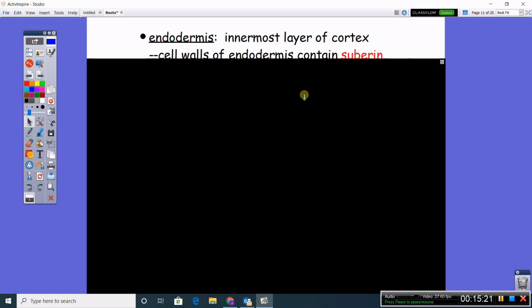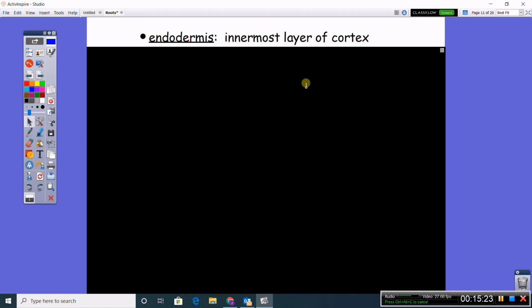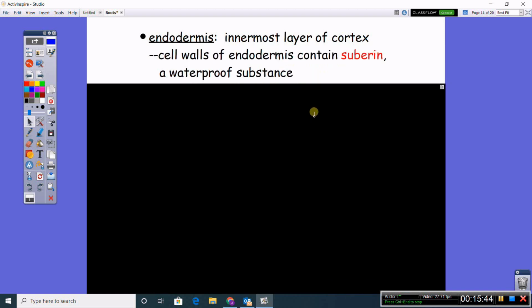Next is the endodermis. So the epidermis is on the outside. Then we have the cortex. Then we're going to have the endodermis. The endodermis is the innermost layer of the cortex. So technically still part of the cortex, just the innermost layer.